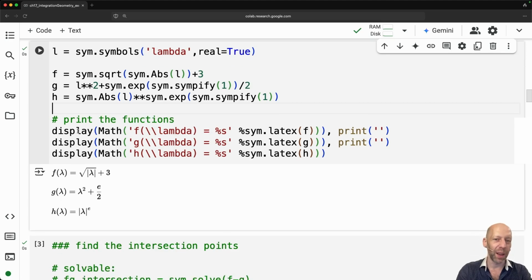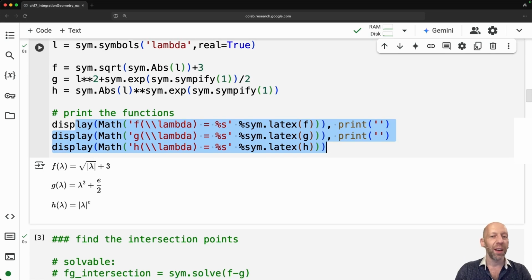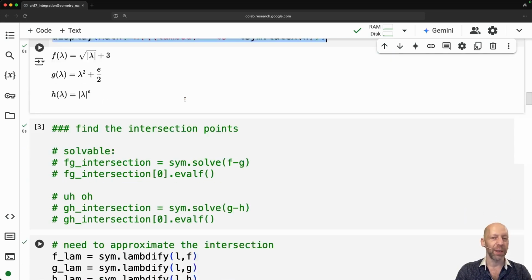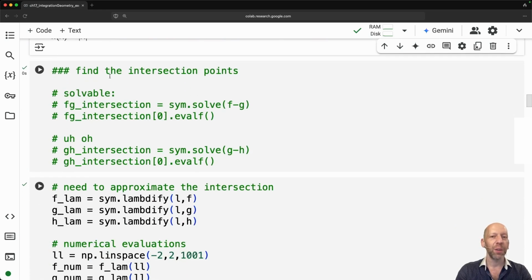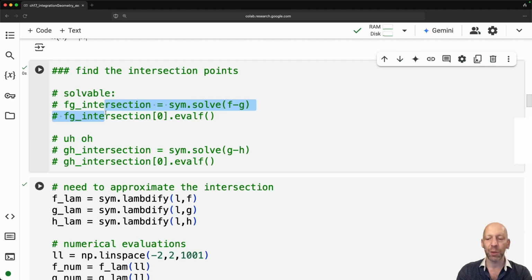Now, this was not explicitly part of the instructions, but it's always a good idea to print out and visualize equations and so on, just to make sure that you really have the code correct. All right, good. So now we have those. And now here's where I'm going to try to find the intersection points.